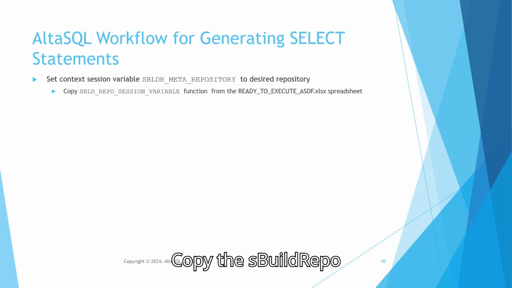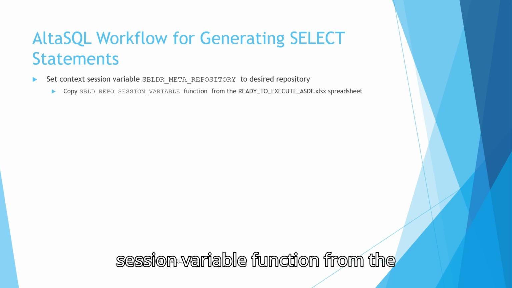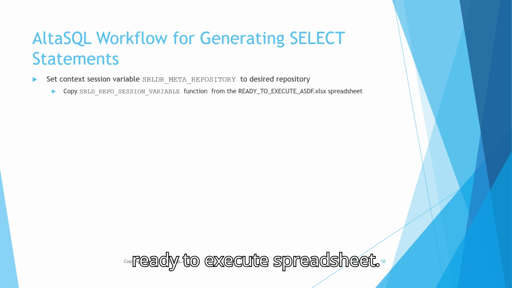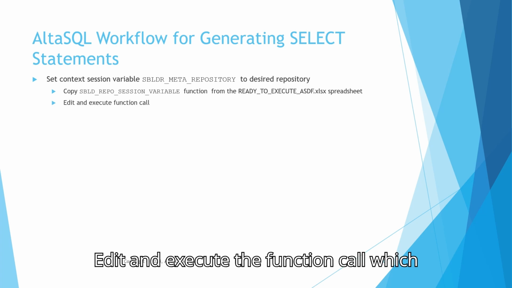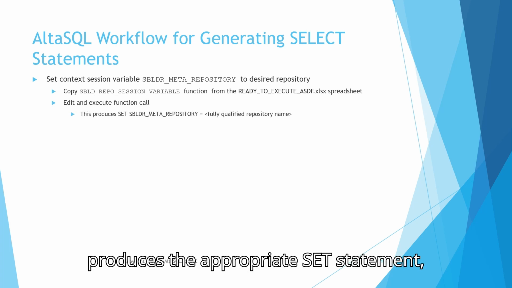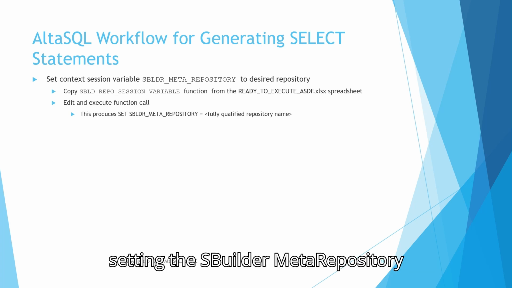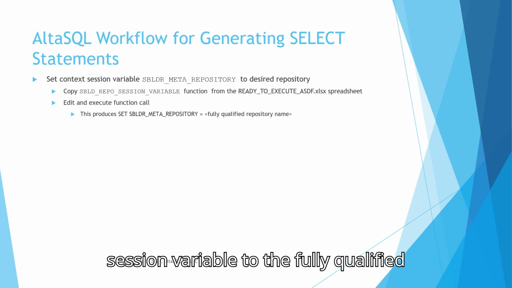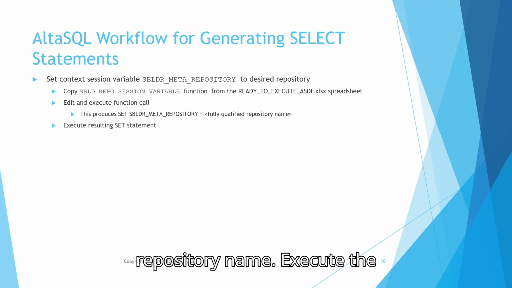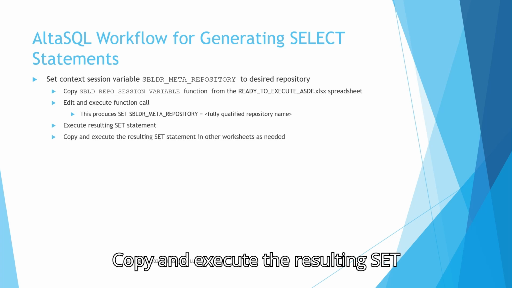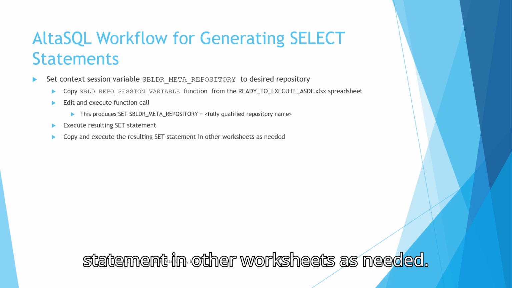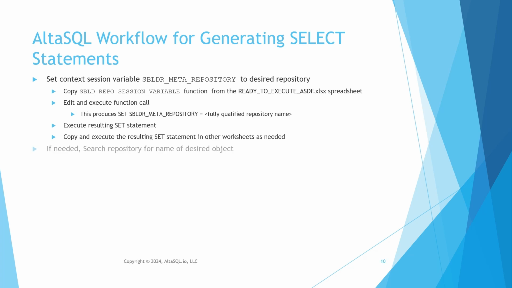Copy the sbuild repo session variable function from the ready to execute spreadsheet. Edit and execute the function call, which produces the appropriate set statement, setting the sbuilder meta repository session variable to the fully qualified repository name. Execute the resulting set statement. Copy and execute the resulting set statement in other worksheets as needed.